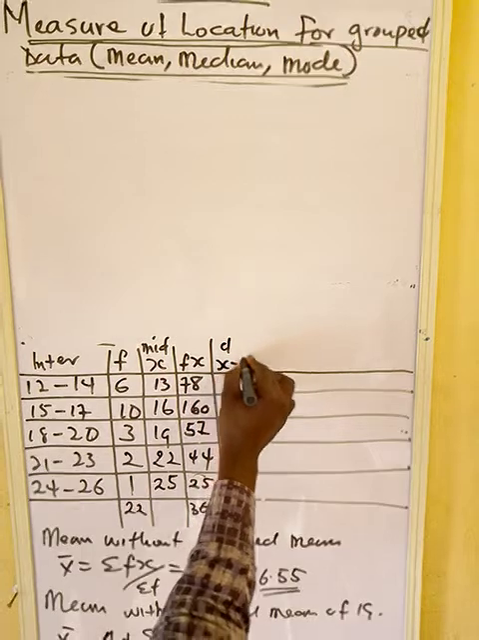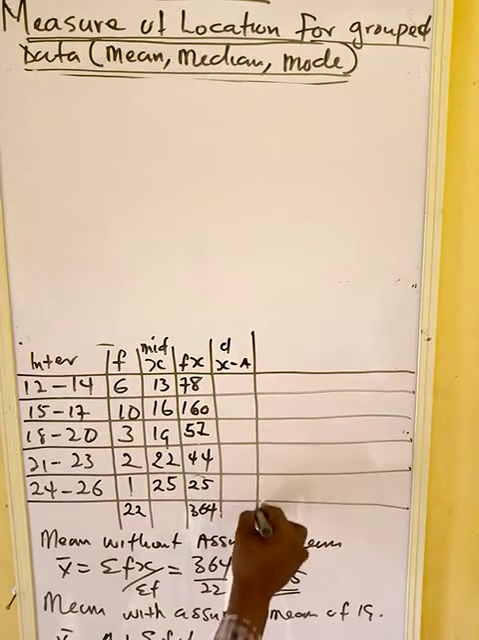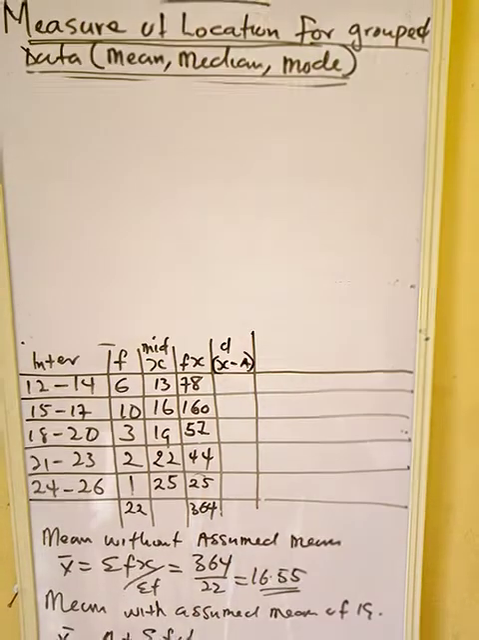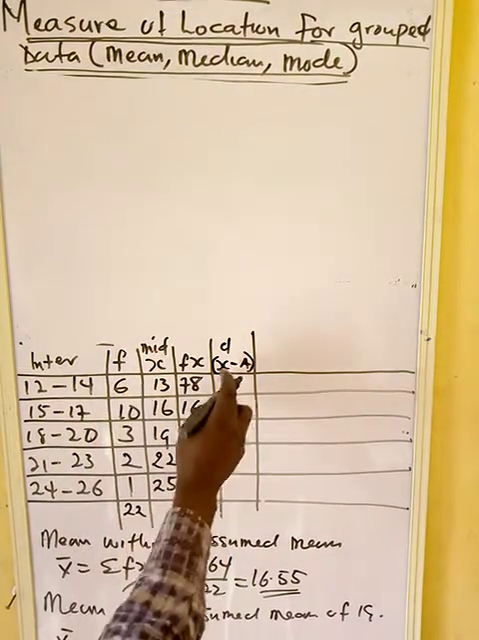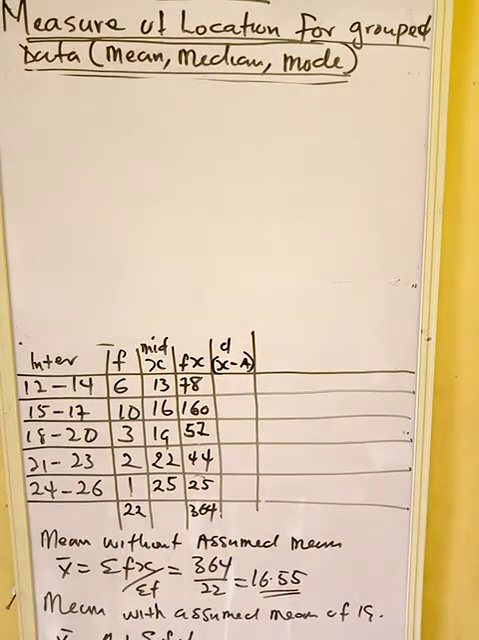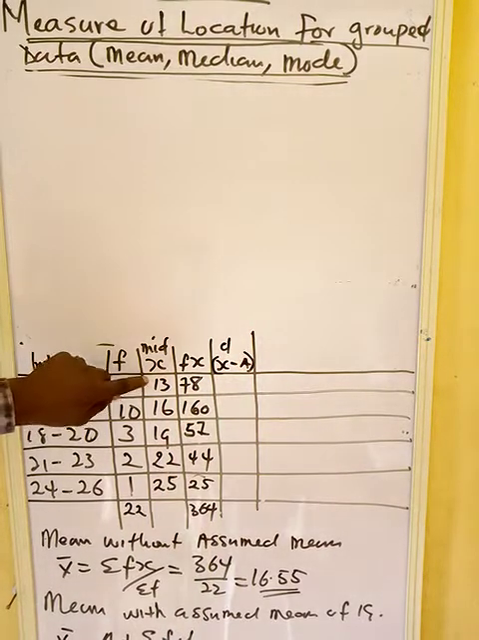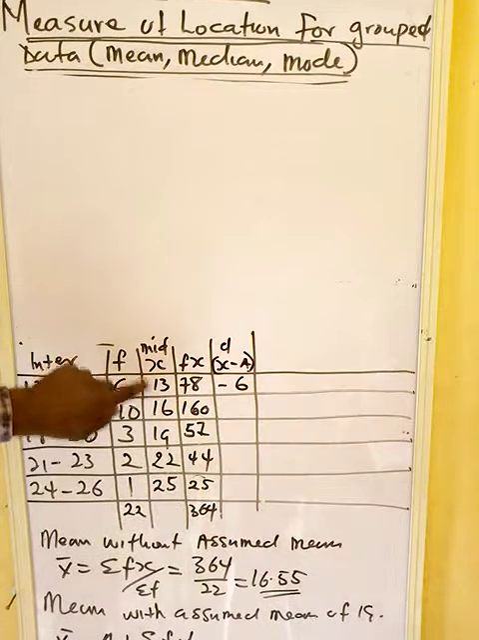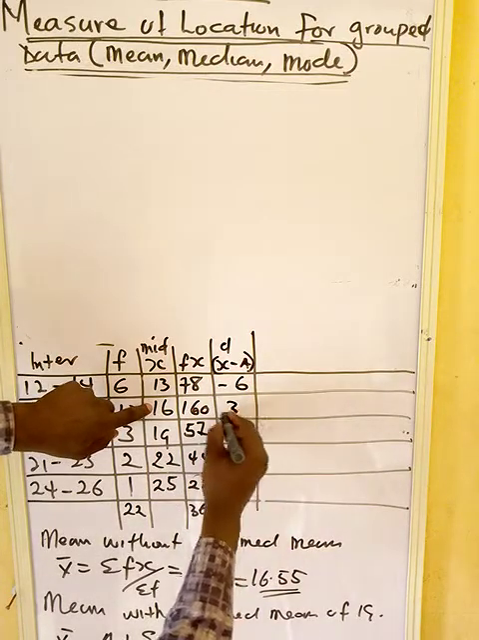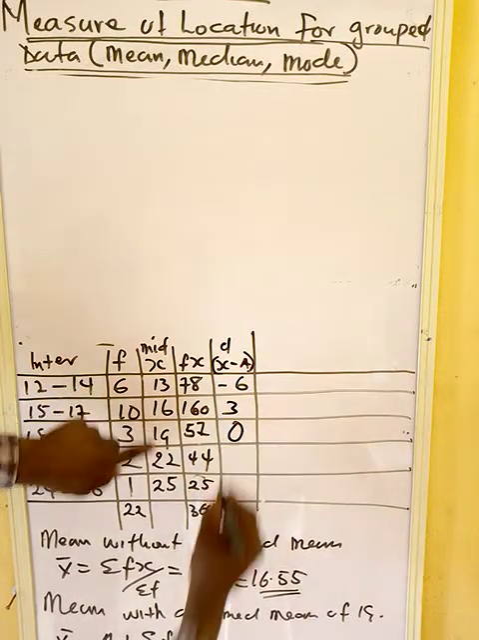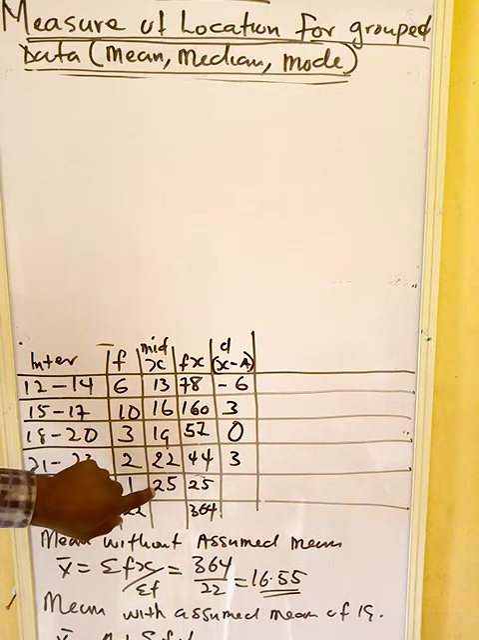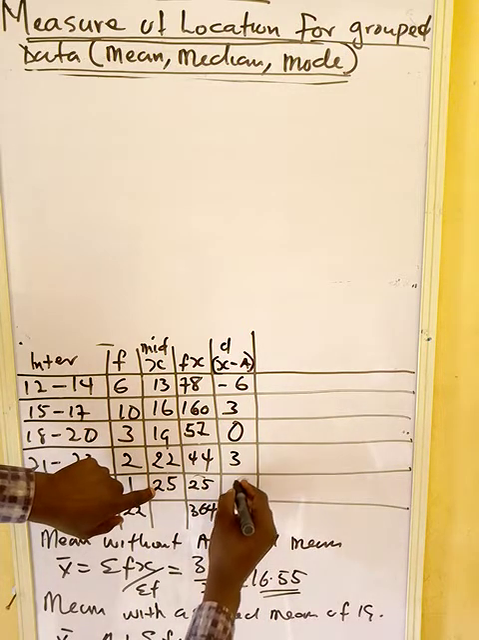D is X minus assumed mean. This is our X minus assumed mean of 19. So now let's start. Our D: 13 minus 19 will give us minus 6. 16 minus 19, minus 3. 19 minus 19, 0. 22 minus 19, 3. 25 minus 19, 6.